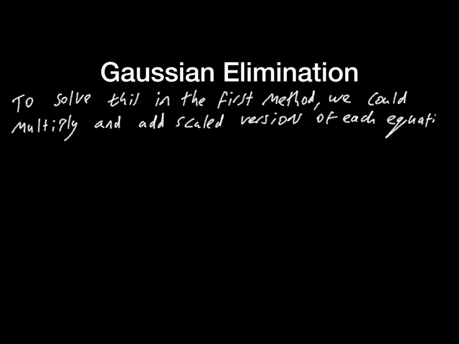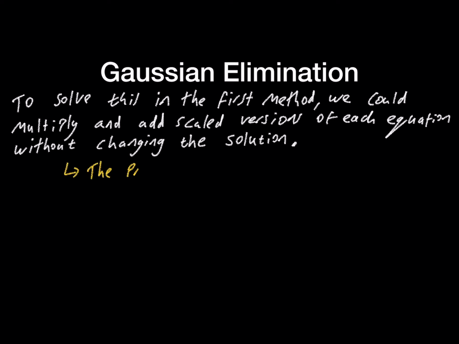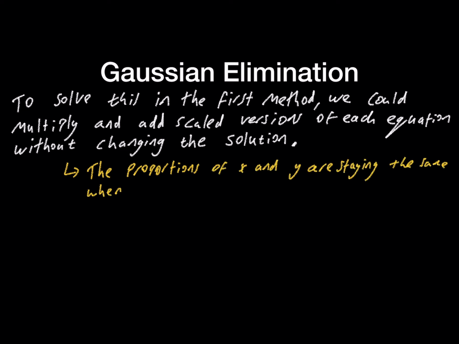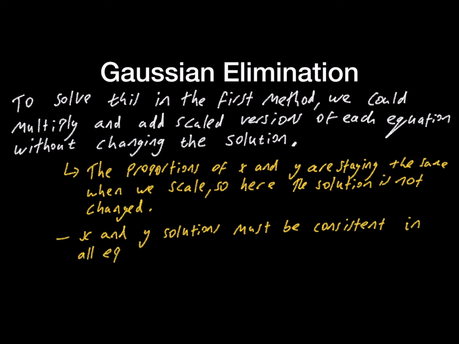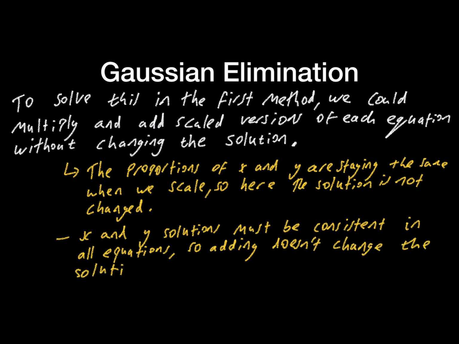Like with the first method, adding scaled versions of the equations together to cancel out certain unknown variables allows for a path to a solution. The solution is unchanged when we scale in this way, as the proportions of variables such as x and y are not changing. Also, x and y solutions must be consistent across all equations, so adding these together will not change the solution either.